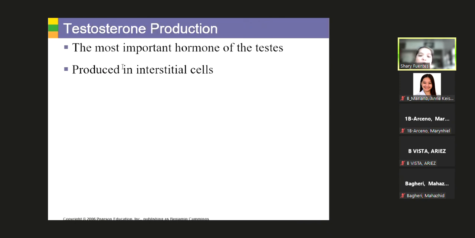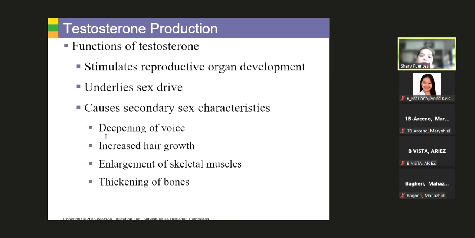So for hormone production, the most important hormone of the testis is produced in the interstitial cells. That is your testosterone. So what about this testosterone? We have learned it before, we'll just go over it. It stimulates reproductive organ development. It matures them, so you can compare the genitals of a child with that of an adult. It's totally different. They are responsible for the sex drive of a person. They cause the secondary sex characteristics.